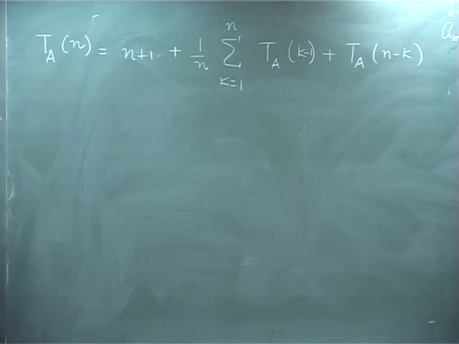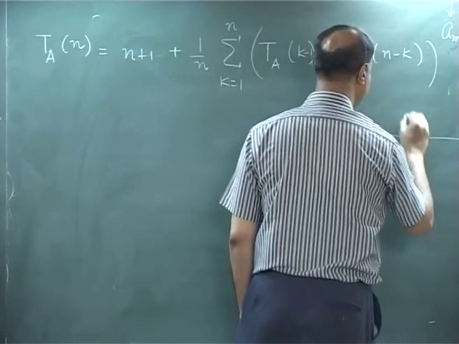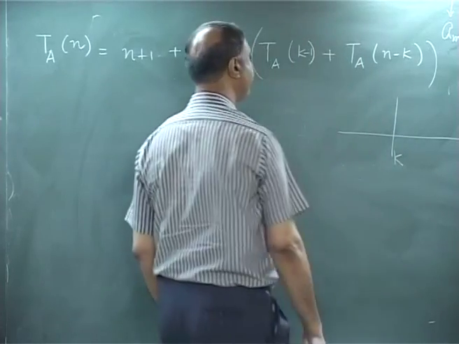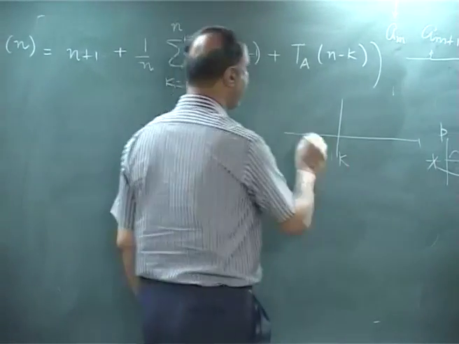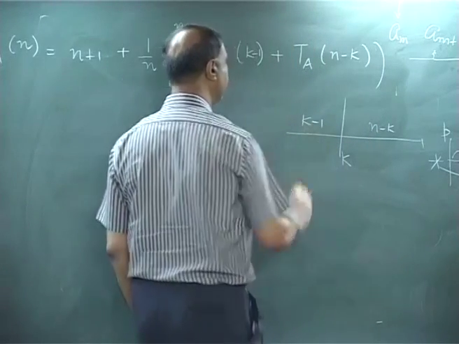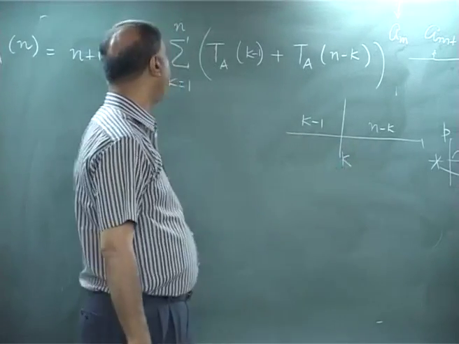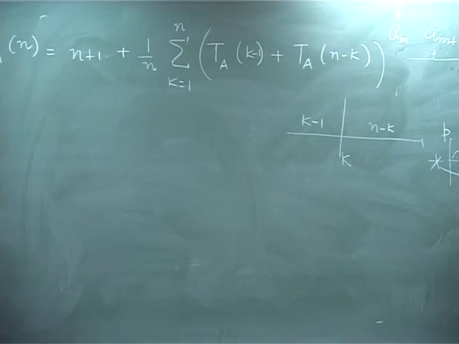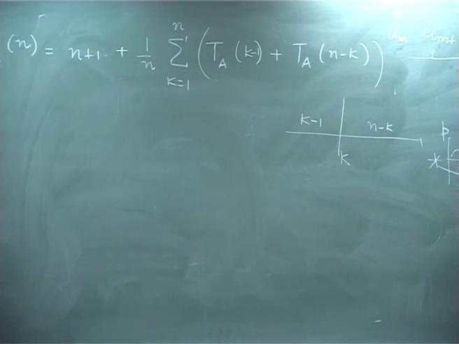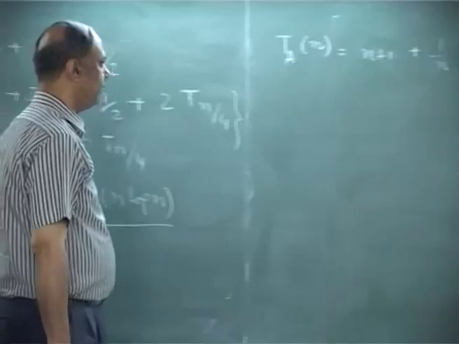Okay. What it means? That you are partitioning it. This is k. So if it is k, you have n elements, so this side it is n minus k, this side you have k minus 1. And k can be 1 to n. So that is the average time complexity. Why 1 by n? Because we are assuming they are equally likely. So that's why it is 1 by n.